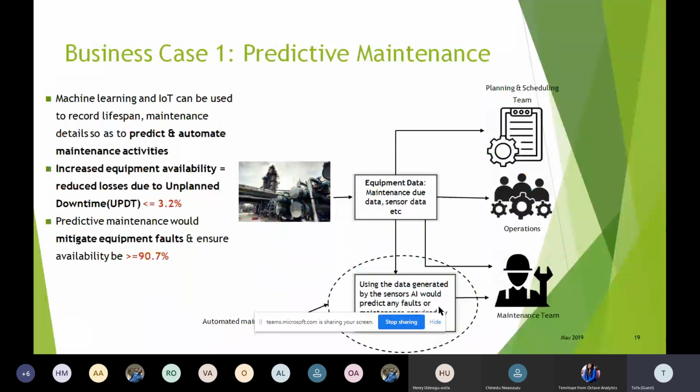So what I've done here is to delve into some of those areas that are potential use cases. I said, for example, the business case of predictive maintenance. You can bring in a lot of machine learning and Internet of Things to record the lifespan of equipment, to predict maintenance and even automate maintenance activities.